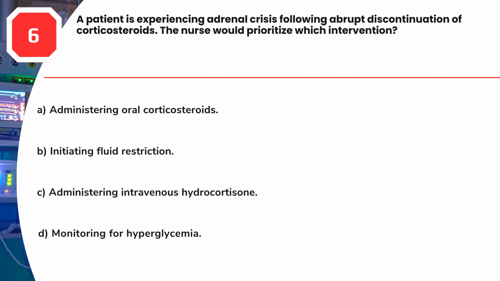The nurse would prioritize which intervention? A. Administering oral corticosteroids. B. Initiating fluid restriction. C. Administering intravenous hydrocortisone. D. Monitoring for hyperglycemia.